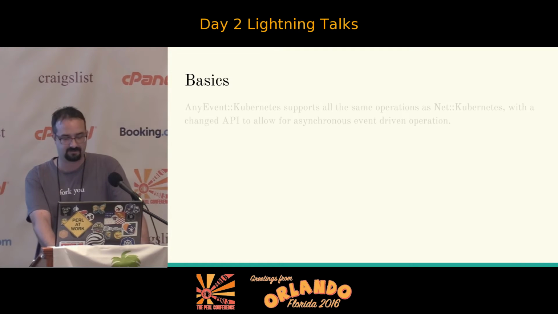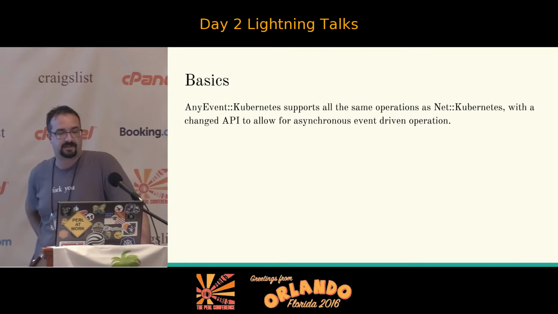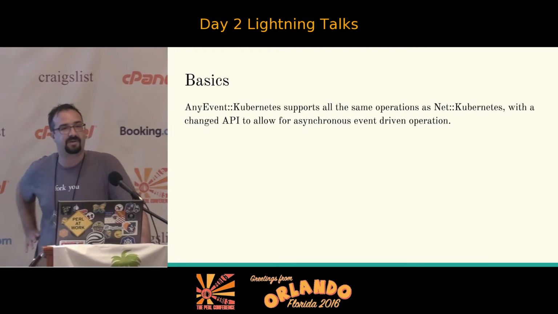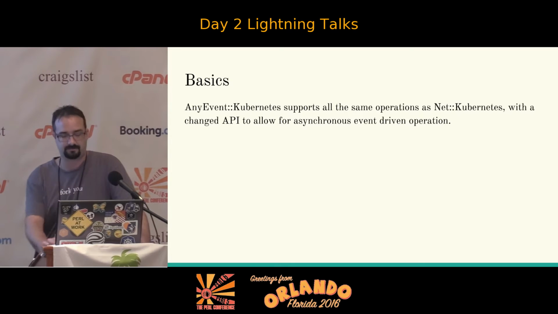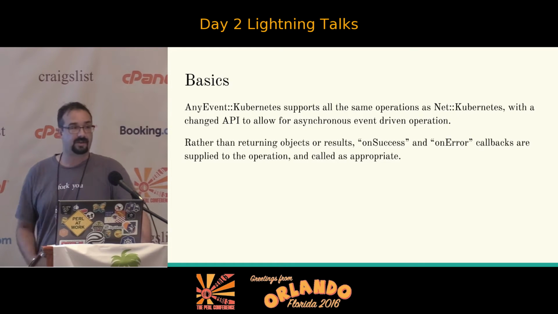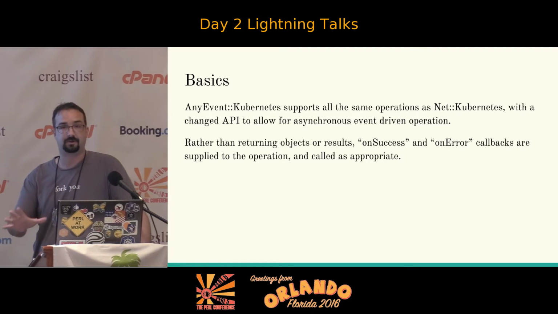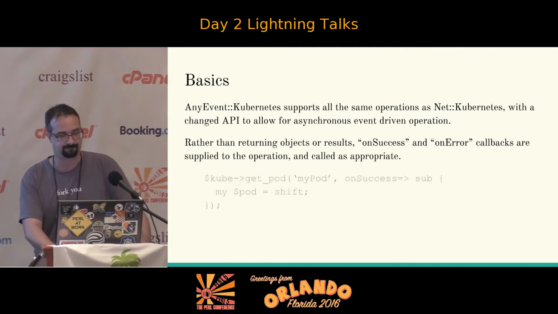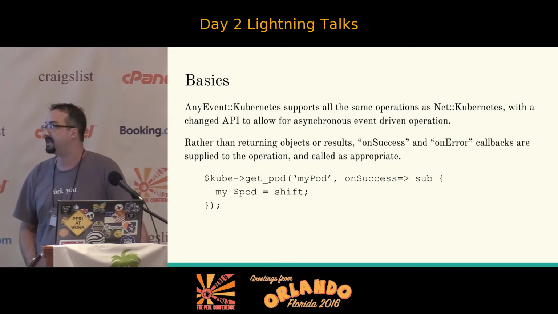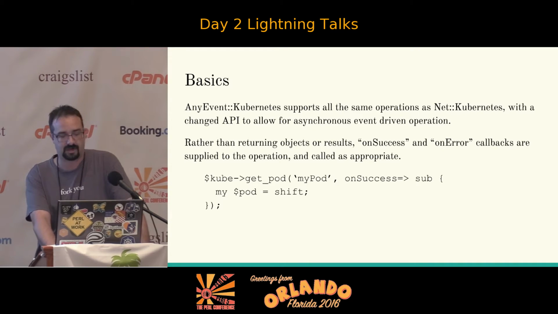So the basics, what's Any Event Kubernetes? It supports all the same operations as Net Kubernetes, except that it's slightly modified for an event-driven system. So rather than simply returning the objects or lists as appropriate from methods, you will supply on success or on error callbacks, which will be invoked when the appropriate resources have been retrieved from the API server. This is all sitting on top of Kubernetes REST API. So an example would be like this for fetching a pod.